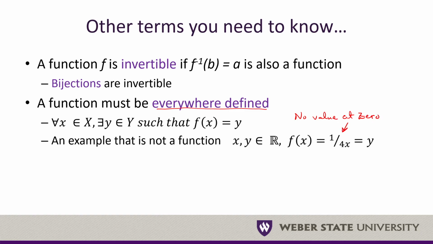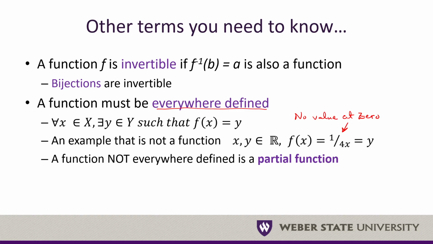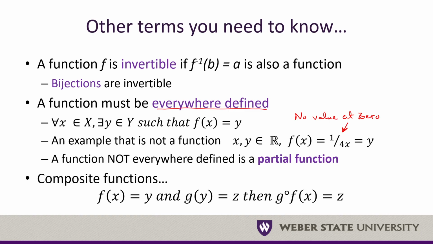So because I don't have a value defined at 0, it's not a function. And then that would be called a partial function, and we've talked about that as well. We have not yet talked about composite functions.